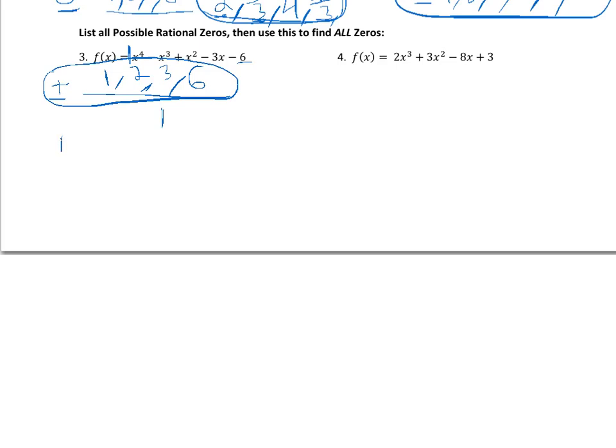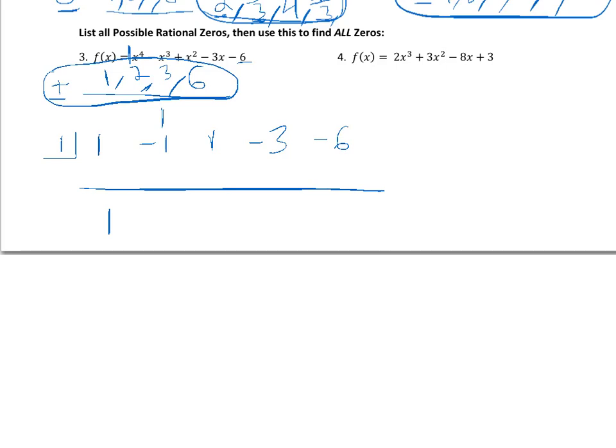Okay, I'm going to put 1. I always like starting with 1. A lot of this is trial and error. I want to get a remainder of 0 when I put these numbers in for synthetic division. So I'm going to put 1x to the 4th, negative 1x cubed, 1x squared, negative 3x, negative 6. Okay, and if I put 1 in, let's see here.